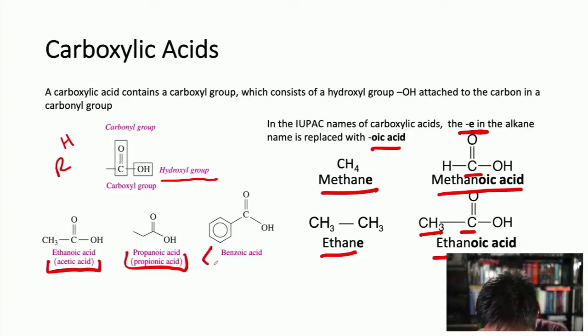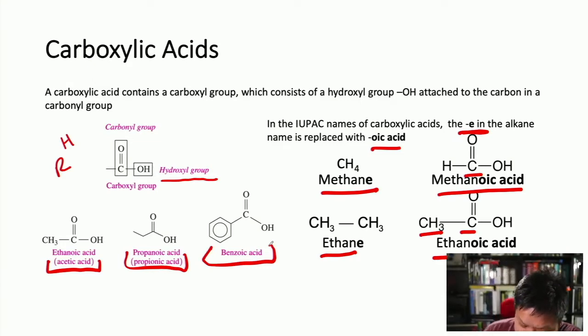And we have benzoic acid here, which is the one that has benzene in it, right? So benzene, take off the E, and then put in oic, and you get benzoic acid, right? And notice they all have hydroxyl groups.